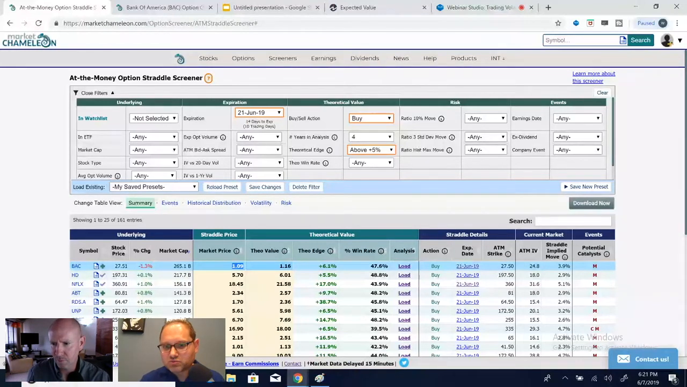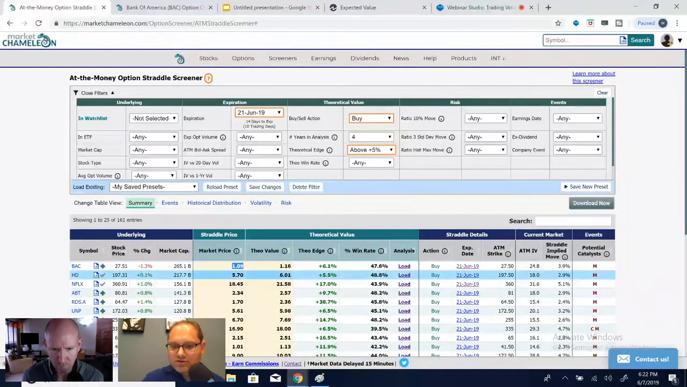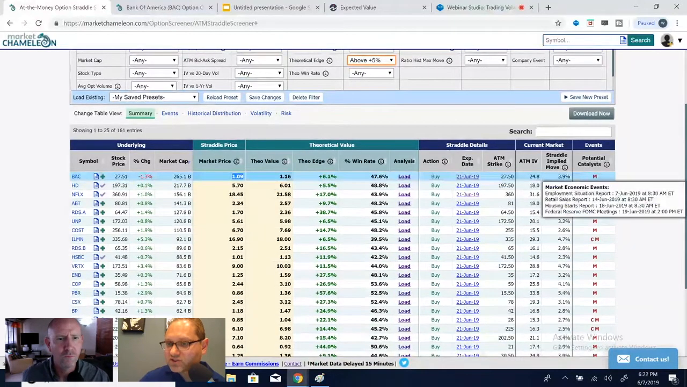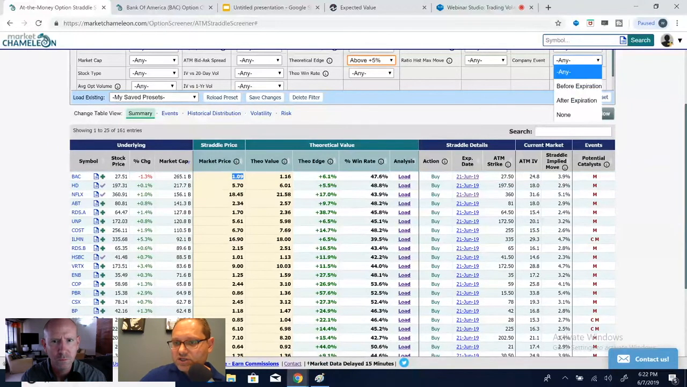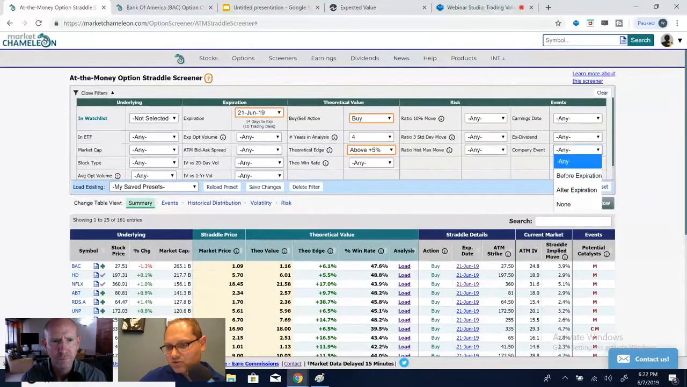They were looking for catalyst moves, like what looks really cheap, and the next thing you want to do, besides buying something that looks pretty cheap, is see if there is a catalyst to make this move. Is there something in Bank of America that will give me a little bit more edge that will make it move? So we put over here our known catalysts that potentially can make the stock move, and these are market economic events.